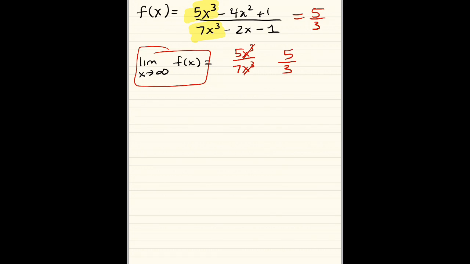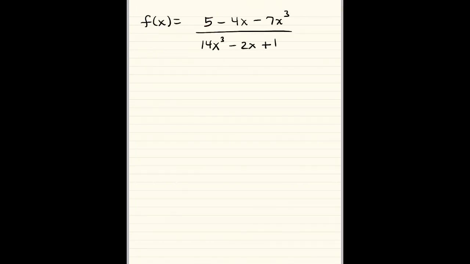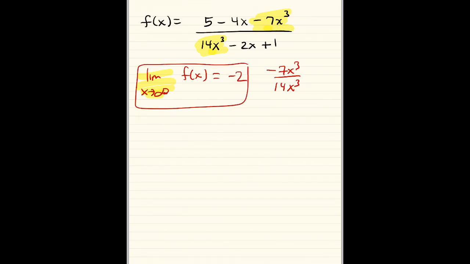Okay, so that's 5/7, all right? Let's try the next problem. Find the limit as x approaches infinity of this function. Because it says x approaches infinity of the function f of x, we're going to grab the highest, and that's that guy. Be sure that sometimes it's not in order, okay? And then you've got to take the highest here, and that's that person. And then you're going to rewrite them. So take the -7x to the third and the 14x to the third and reduce it, and you're going to get -1/2. Okay, so that's that guy there.